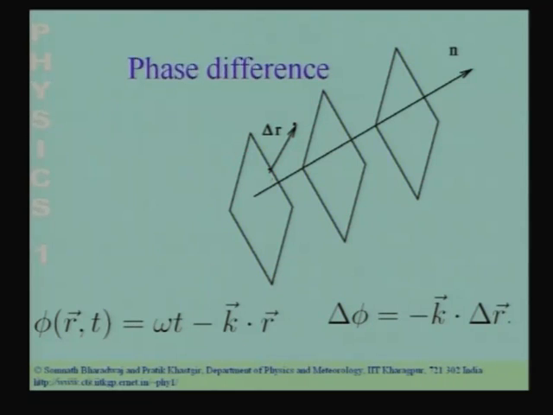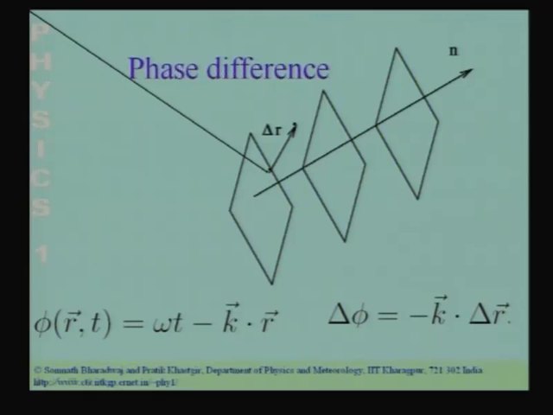So, the question we are asking, let me repeat it again, is at a given time t, what is the phase difference between this point and this point? Now, remember that if I move in the direction perpendicular to the n, there is no change in phase. So, it is only the component of the displacement delta r along the direction of propagation of the wave, along n, that gives rise to a change in phase.